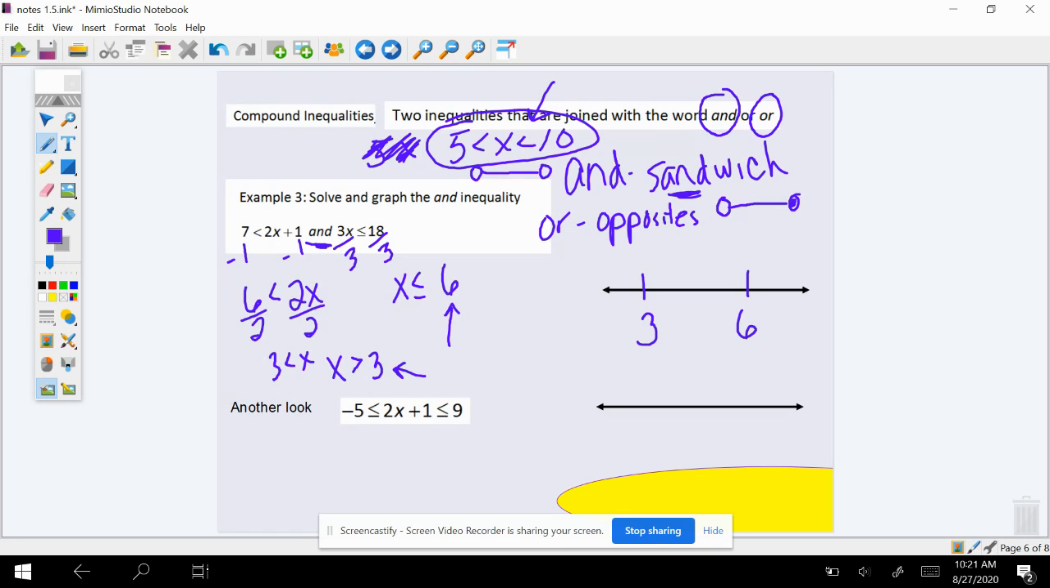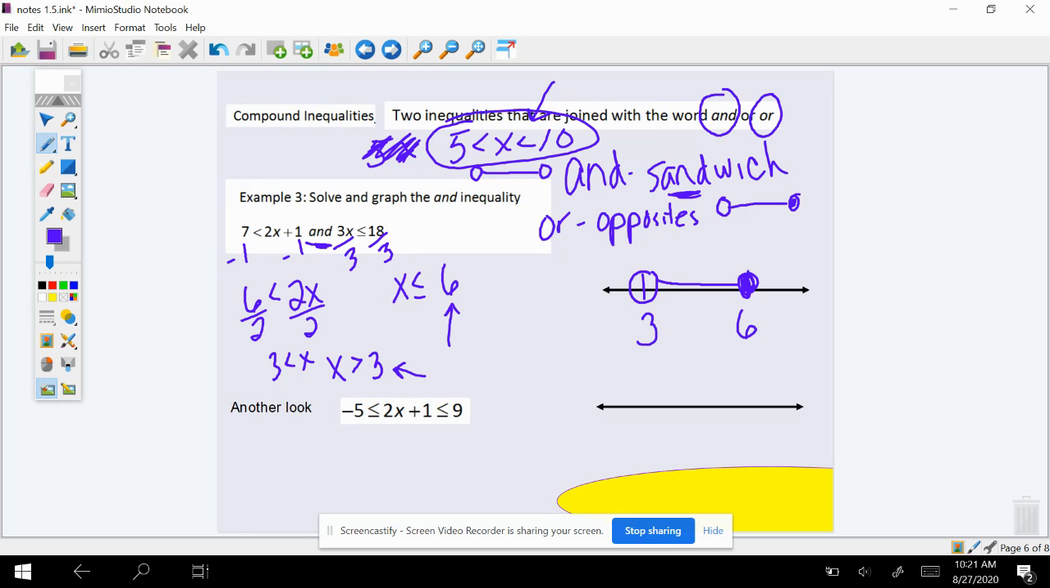You might have answers that have a huge interval in between. So we're going to put an open circle here, meaning it is everything not including 3. We're going to put a closed circle here because it's everything including 6. And we're going to connect the dots. And there is my sandwich. So I am sandwiched between 3 and 6.